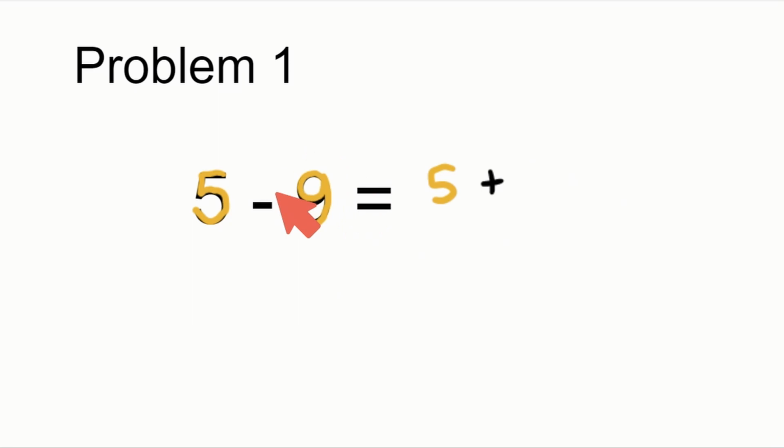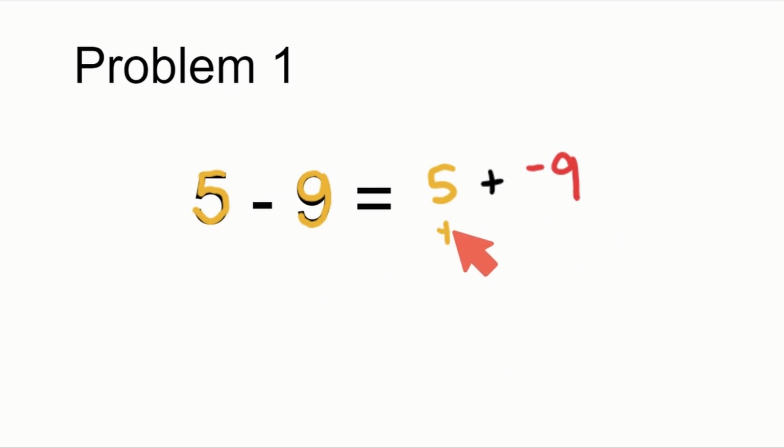So right now we're trying to take away 9 positives. So I can rewrite that as adding in 9 negatives. Or you could think of it as minus 9 is the same as having negative 9. Minus 9 is like having negative 9. Now that I've rewritten it, let's go ahead and solve this.